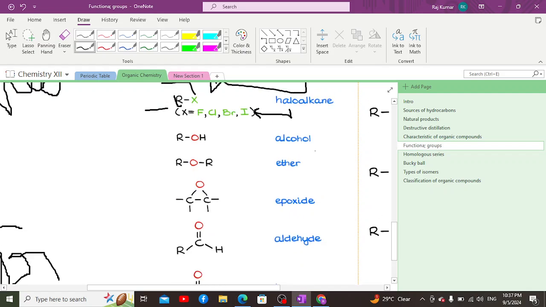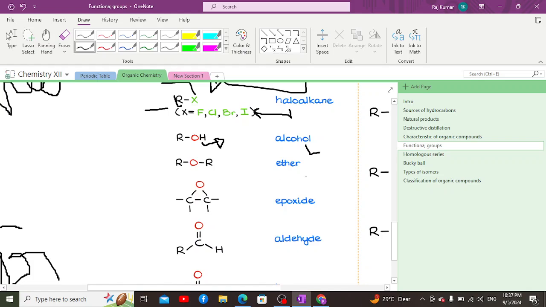Alcohol, which is also known as alkanol, is formed due to the addition of a hydroxyl group. This is the hydroxyl group. When the hydroxyl group is added to an alkyl, then it forms alcohol or alkanol.